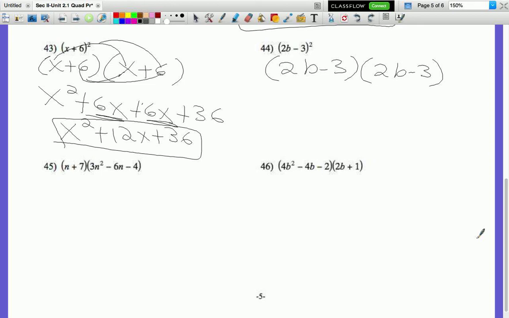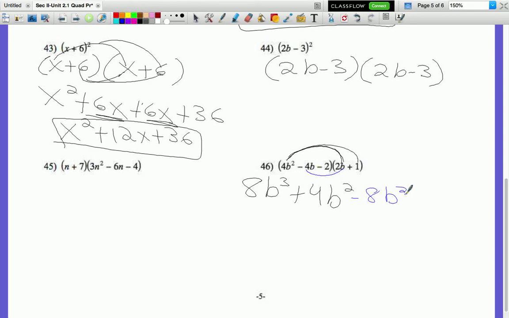Start with the first term on the left. Multiply it into the first term of the right polynomial. So 4b squared times 2b. We get 8b cubed. We take 4b and multiply it into 1 and get 4b squared. Next, I'm going to take the second term, negative 4b, and multiply that into 2b and get negative 8b squared.